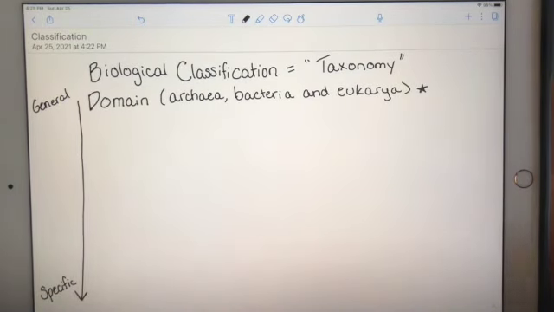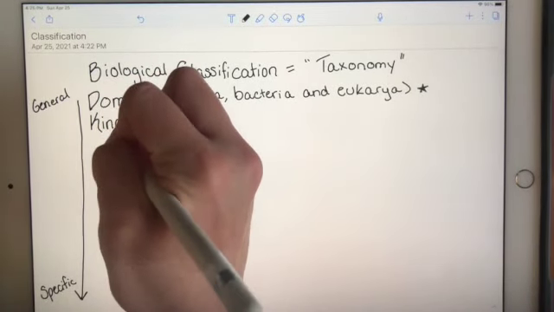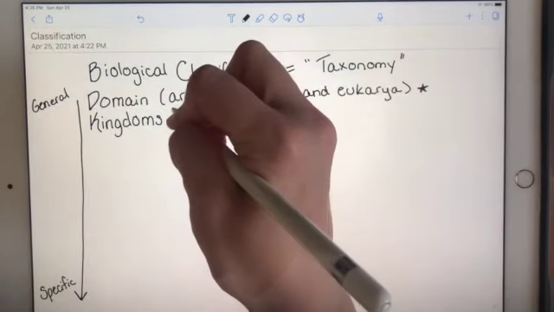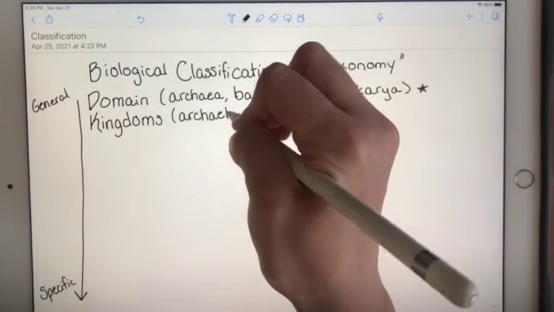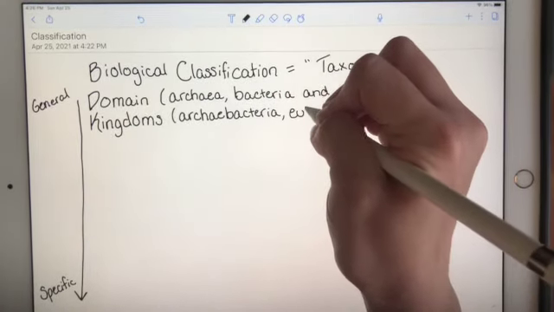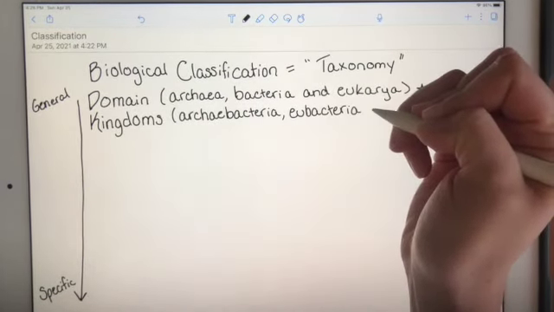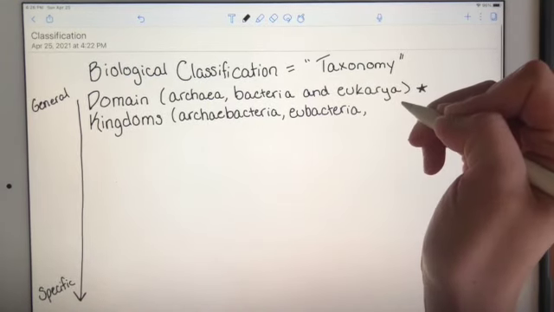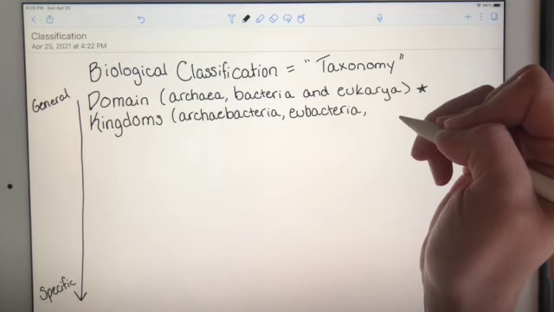After domains, we have kingdoms. The first 2 kingdoms can get the most confusing because it is archaebacteria and then eubacteria. So those can get confusing, and we'll talk through those later. The 4 kingdoms of the Eukarya domain that make up the rest of the 6 kingdoms in our system are ones that you are more likely to be familiar with.